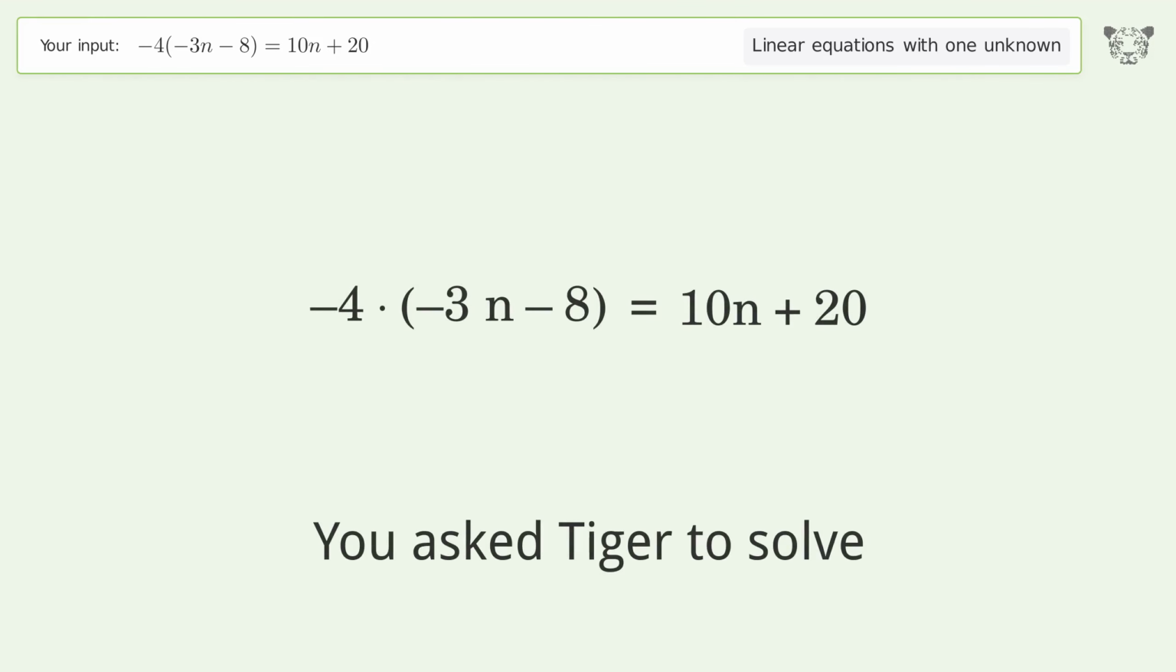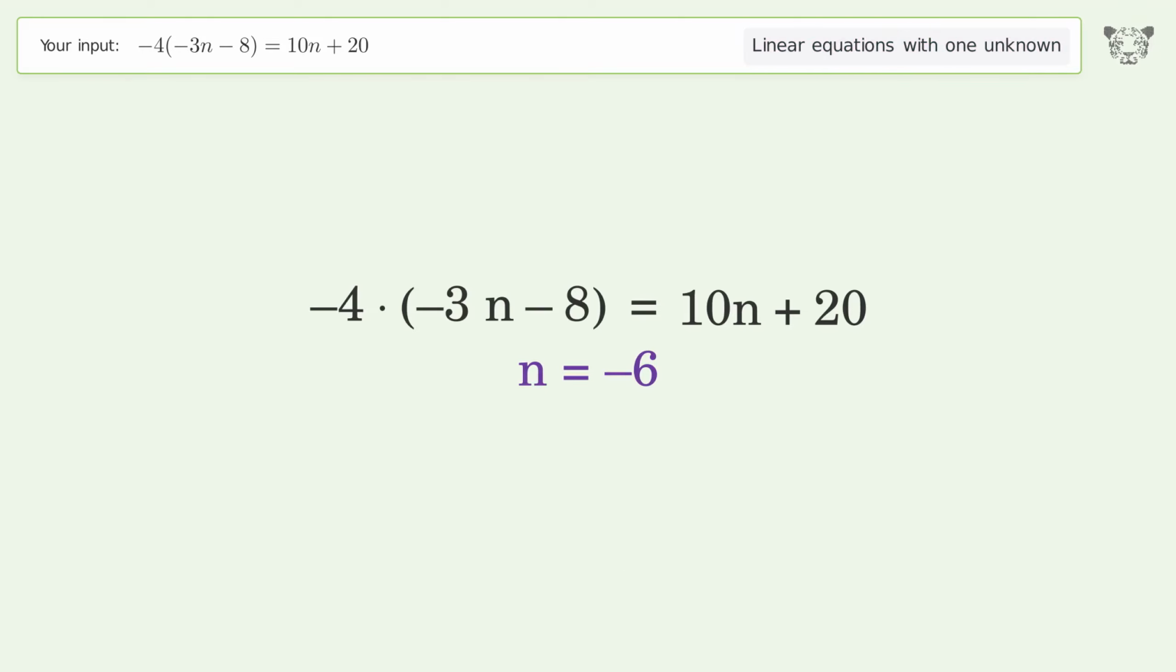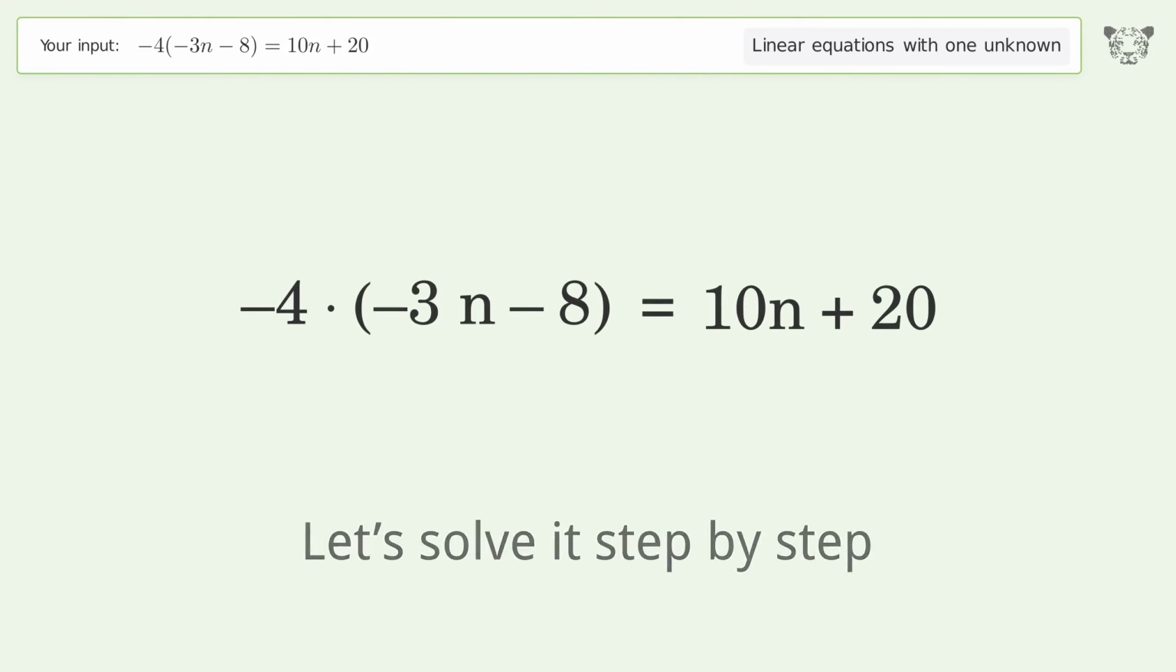You asked Tiger to solve this. This deals with linear equations with one unknown. The final result is n equals -6. Let's solve it step by step.